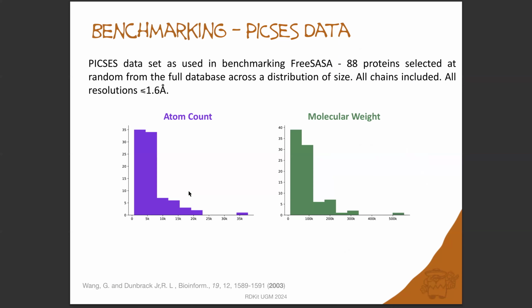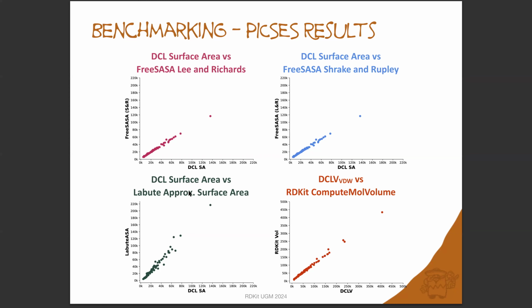So then we wanted to look at how well this might do over a bigger set of examples. We took the same subset of the PISCES database used with the original FreeSASA method, which is 88 proteins across a distribution of sizes, that all have reasonably high resolution, where all chains were included in the calculations. And we find that for our method for surface area, compared to both the Lee and Richards and Shrake and Rupley implementations in FreeSASA, we get pretty much exact correlation between the two sets of values. So pretty good match to what's already there. And again, for the volume, these correlate pretty well as well.